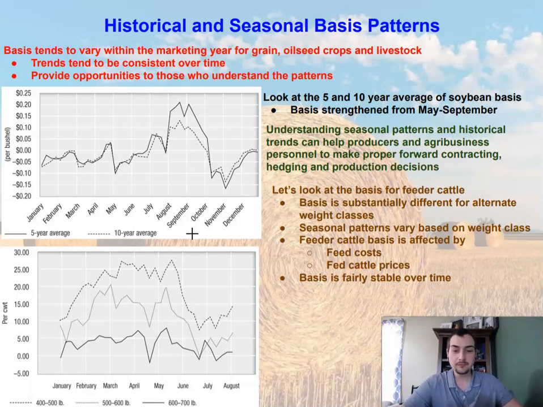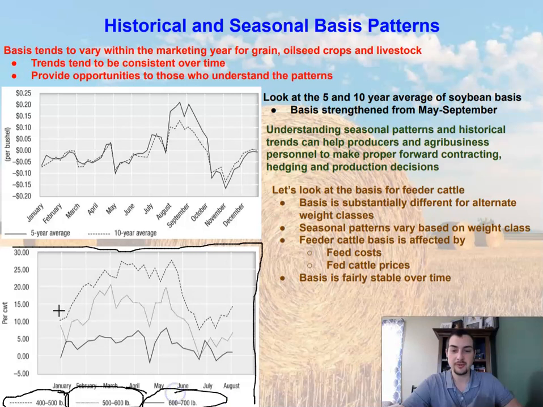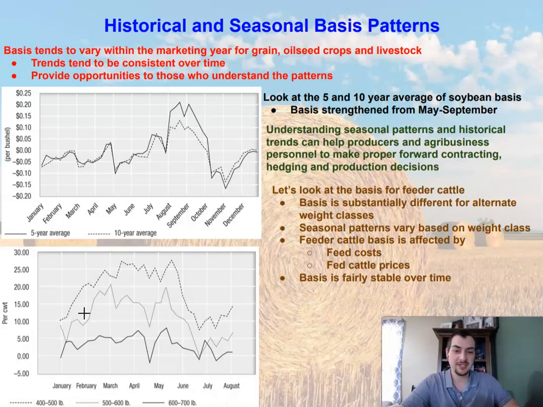if I engage in a futures contract. Now, let's look at the basis for feeder cattle, because the basis is substantially different for alternative weight classes. If you look down here at this bottom graph, this is the basis for feeder cattle, and we have some lightweight cattle of 400 to 500 pounds, 5 to 6 weight, 6 to 7 weight. The 4 to 5 weight is this dotted line up here. The 5 to 6 weight is this gray solid line, and this black line down here is the 6 to 700 weight. We see that these seasonal patterns tend to hold true for the most part.